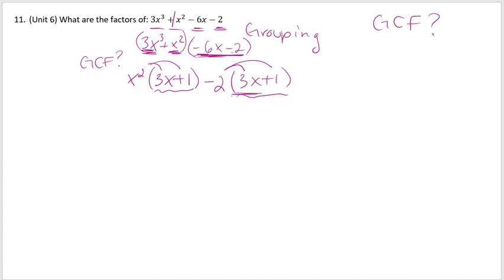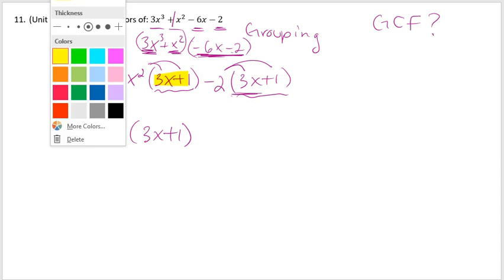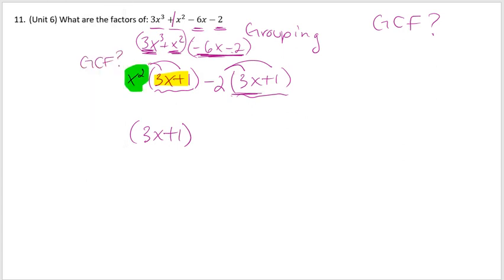So once you have these factored out, one of your binomials is 3x plus 1 because that is the one that repeats. And then the other binomial will be the one that's separated. So this x squared and this negative 2 creates the other binomial. So that should be your answer.